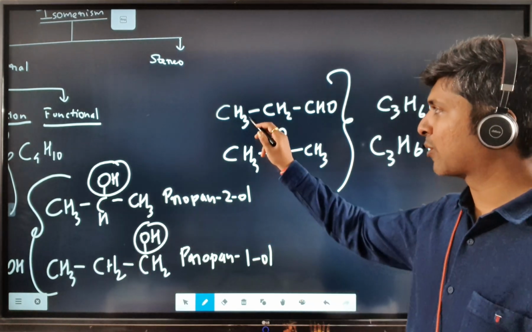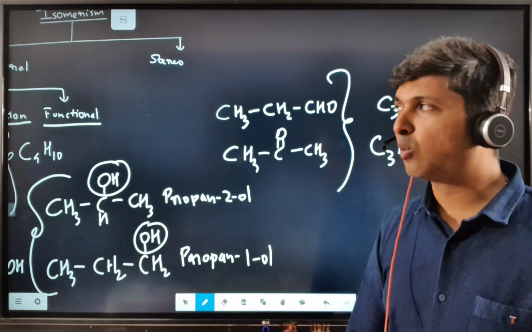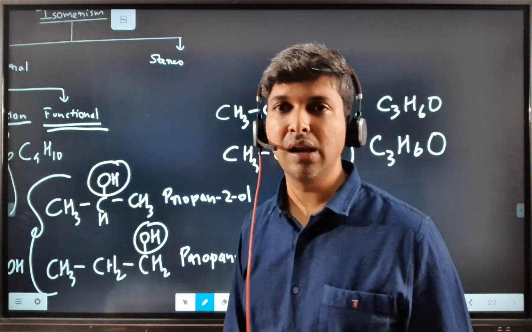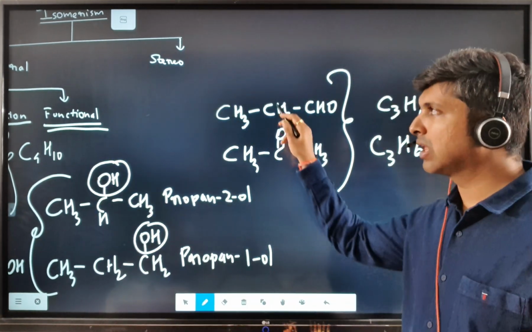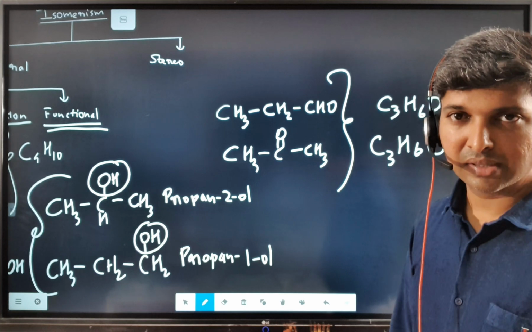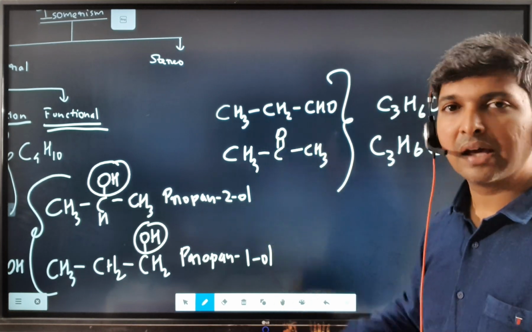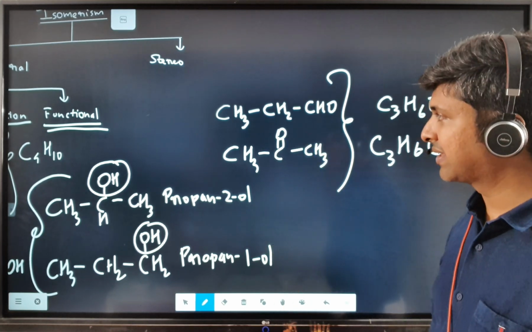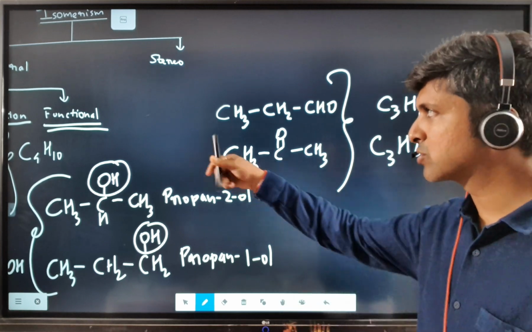So this is propanal and this is propanone, and hence this is called what? Functional isomers. They are functional isomers of each other. Two structures having the same molecular formula but different functional groups are called functional isomers.